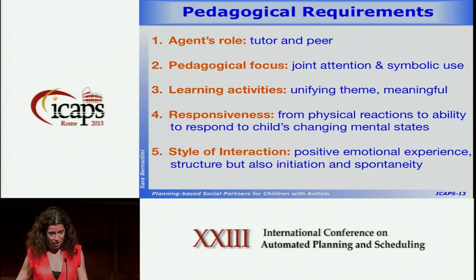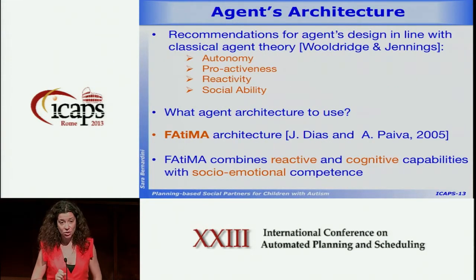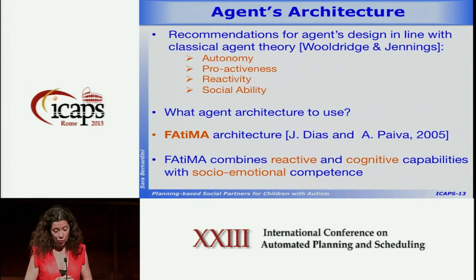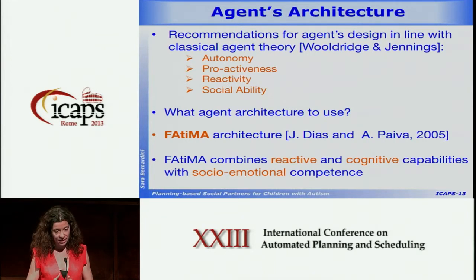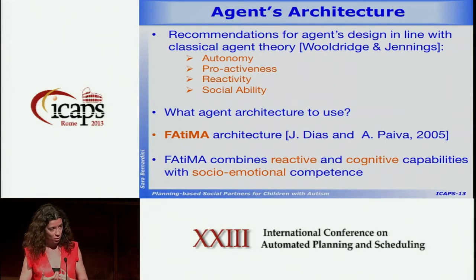So this was quite a challenging set of requirements, but we noticed that actually these requirements are in line with the classical agent theory, whereby an agent needs to exhibit autonomy, proactiveness, reactivity, and social ability. So we explored a number of agent architectures available, and in the end we decided to use the FAtiMA architecture developed by Dias and Paiva. And this is because FAtiMA combines the reactive capabilities needed to obtain a responsive character with cognitive capabilities needed to provide the child with structure and goal-oriented activities, and also social emotional competence, of course, needed to help these children with social skills.